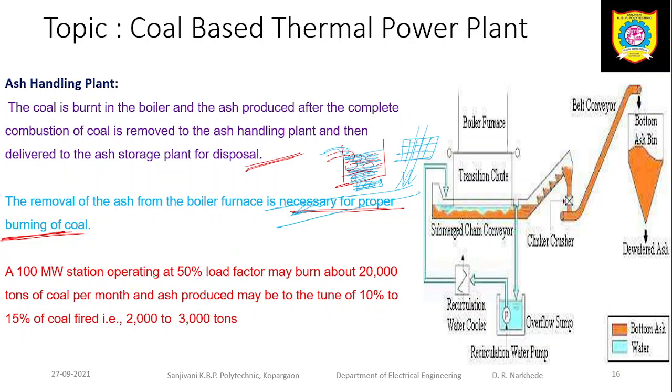So a 100 megawatt station operating at 50% load factor burns 20,000 tons of coal per month. 100 megawatt का जो power plant है उसके लिए हमें 20,000 टन कोल हर महीने लगता है. Okay, required 20,000 tons of coal per month. Okay, and the ash produced may be in terms of 10-15% of the coal fired. Okay, so हर महीने लगभग 2,000 से 3,000 टन ऐश प्रोड्यूस होती है वहाँ पे. So we need to do the proper disposal. Nowadays this ash can be used for making bricks and a number of other purposes also.